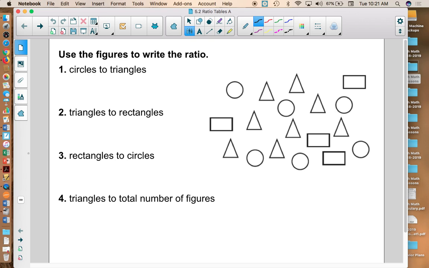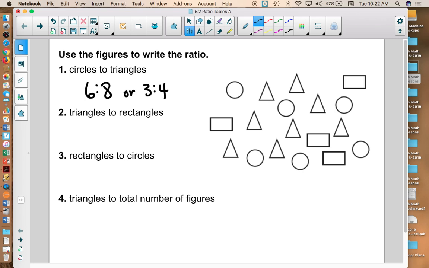If I was to write the ratio for number 1, circles to triangles, somebody tell me what to write. What should I write, Braden? 6 to 8. Does everybody agree with that? Yes. Okay, I have 6 circles to every 8 triangles. You can simplify it to 3/4. I could simplify down to 3/4. You're absolutely correct. Okay.